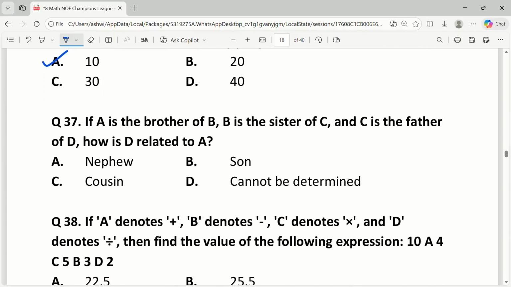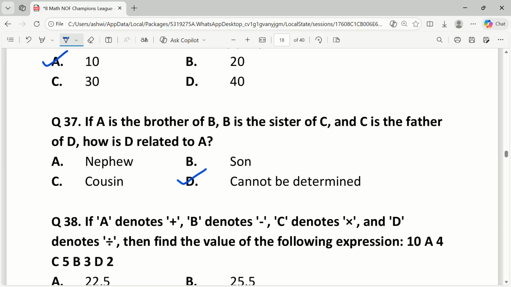Question 37. If A is the brother of B and B is the sister of C and C is the father of D, how is D related to A? The answer is D, cannot be determined. A is B's brother and B is C's sister. Therefore, A and B are both siblings of C. A is male and B is female. C's gender is not specified.